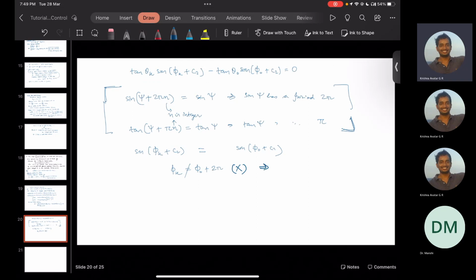So the only conclusion from here is, for this to be equal, we have phi kappa is equal to phi naught. And also you'll see that we cannot even have phi k equal to phi naught plus pi. This is also not feasible because it doesn't lie within the range of values which phi can take. So this is already concluded. Fine. Okay, now let's take a look at tan theta k.